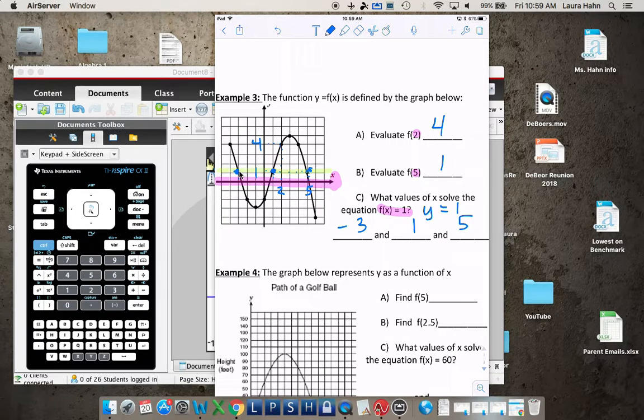So then what I did is I traced it down to the x-axis to figure out what was x when it was at a height of 1. Well, I'm at a height of 1 here, x was negative 3. I'm at a height of 1 here, x was at 1. I'm at a height of 1 here, x was at 5.